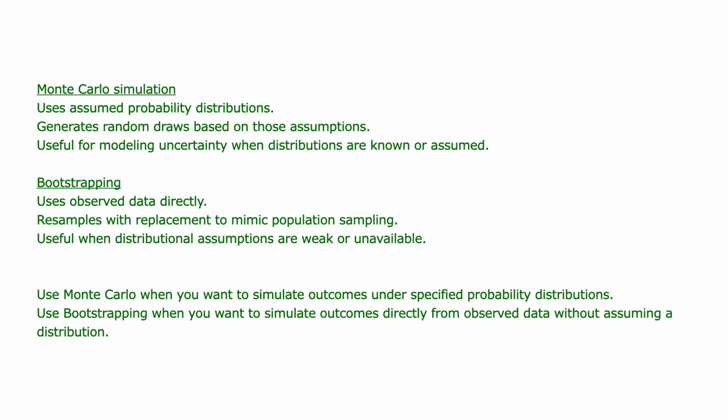Monte Carlo relies on assumed probability distributions, generates random draws, and is useful for modeling uncertainty when distributions are known. Bootstrapping resamples observed data with replacement, avoids distributional assumptions, and is useful when the distribution is unknown but historical data is available. Use Monte Carlo when you want to simulate outcomes under specified distributions. Use bootstrapping when you want to simulate outcomes directly from observed data without assuming a distribution.